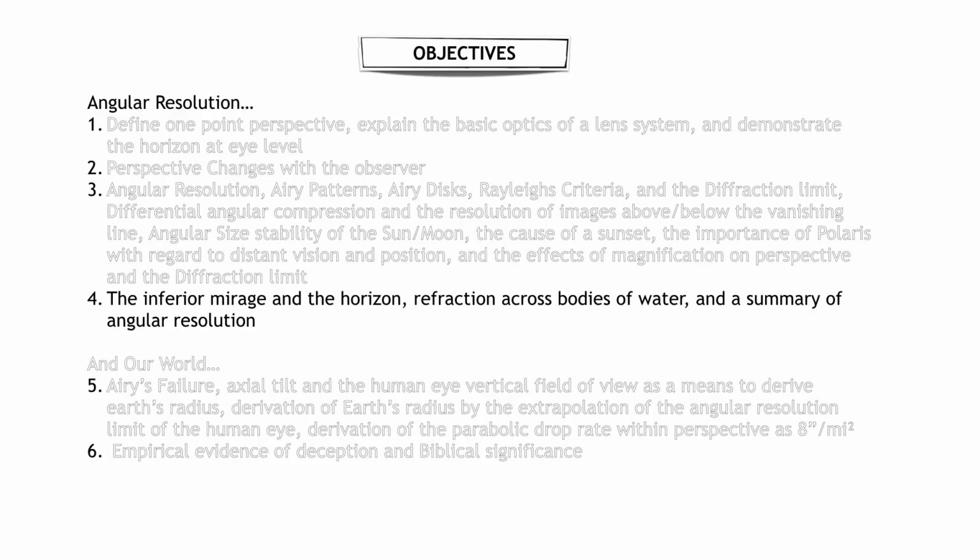Over the next couple parts after this, we will discuss the globe theory and derive the Earth's radius in a couple of ways, and we will also look at empirical evidence and deception of biblical significance.